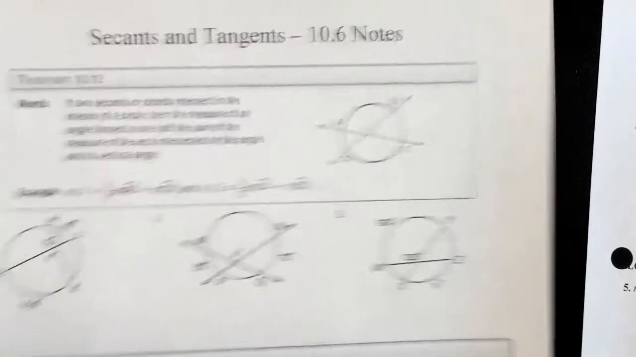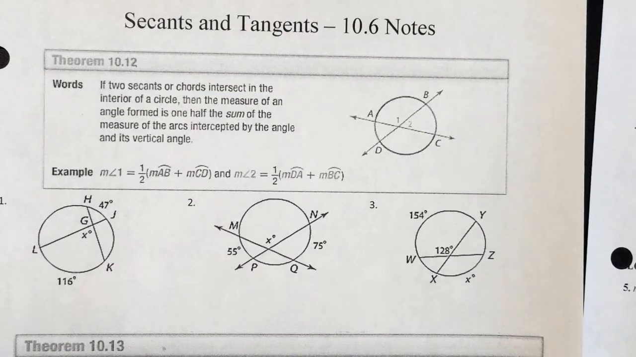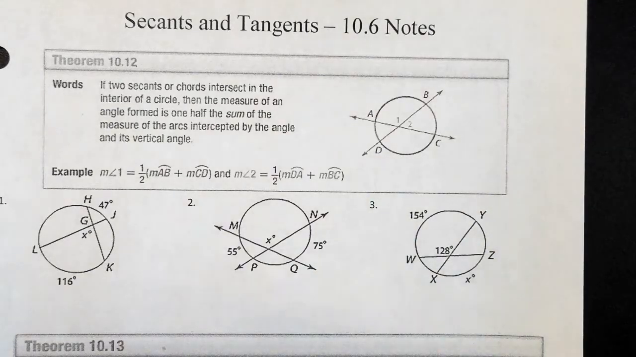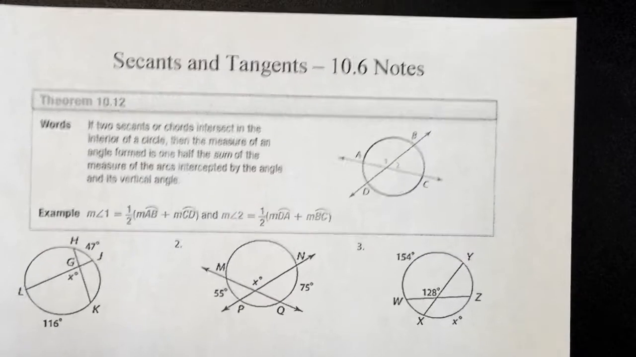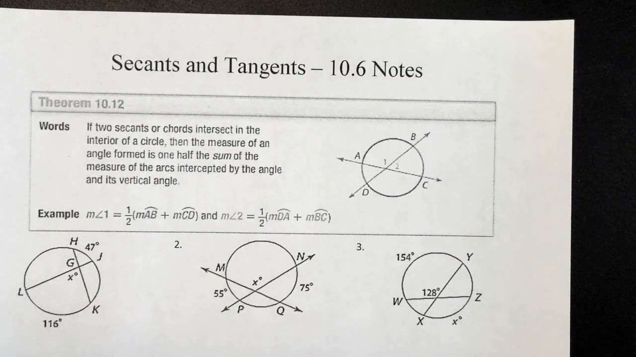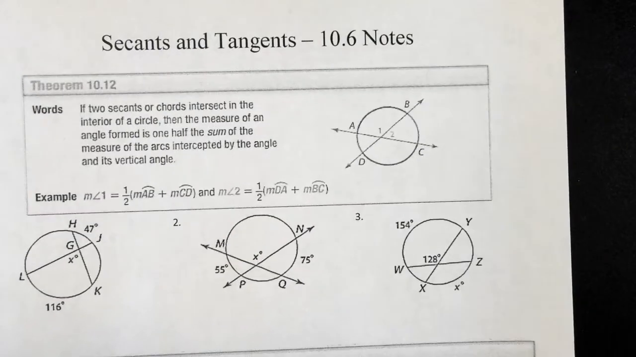Okay, so we are starting 10-6 today. Now, just like 10-4, there's just a lot of different scenarios going on. So we're going to add those to our pink sheet today. But there's two kinds of lines that I need to tell you about. One's called a secant line, and one's called a tangent line. If you ever get to pre-cal or calculus, you're going to see secant and tangent lines a lot.